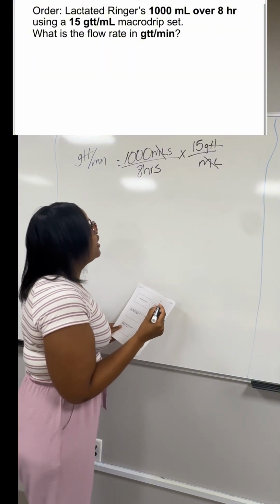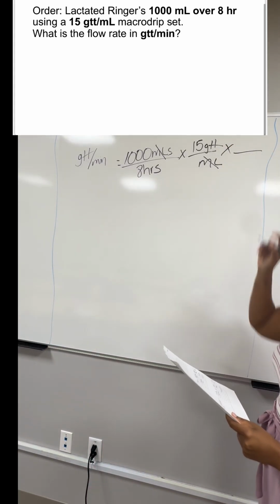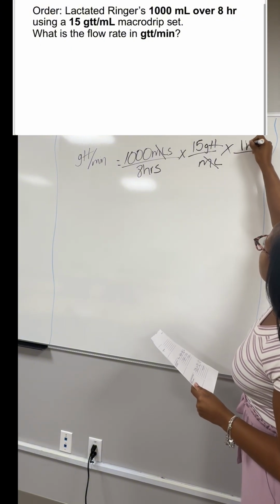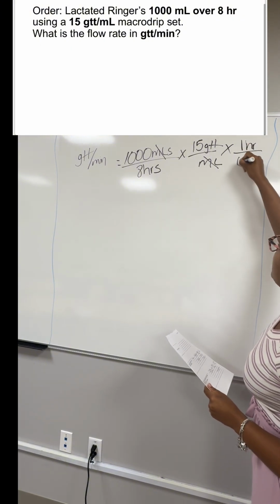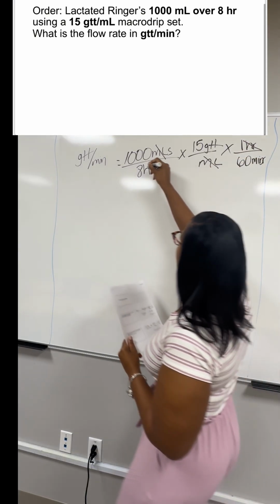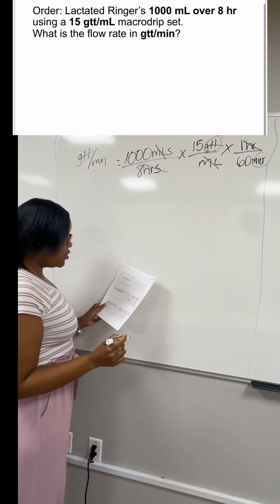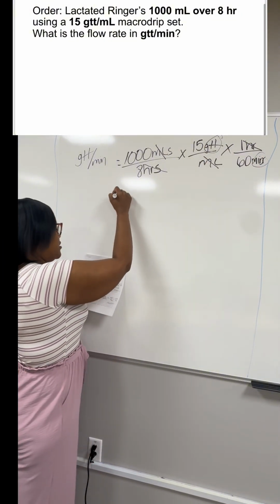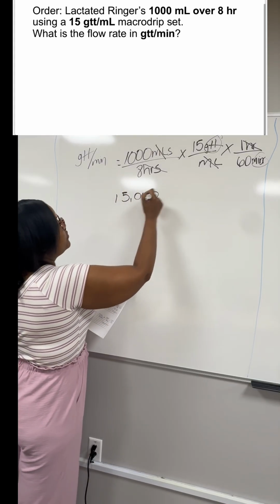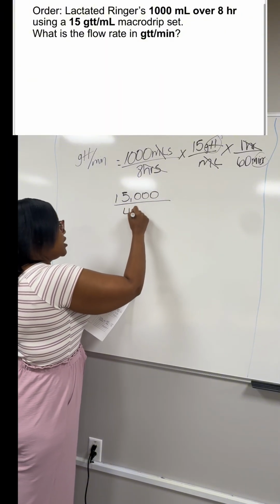So we're going to add another line, and we know that hours need to go on the top because hours is on the bottom down here, and we're going to do 1 hour equals 60 minutes. So when hours cancel out, we're now left with GTTs per minute. We want to multiply straight across, so we will get 15,000 on the top, and multiplying straight across for the bottom, you're going to get 480.